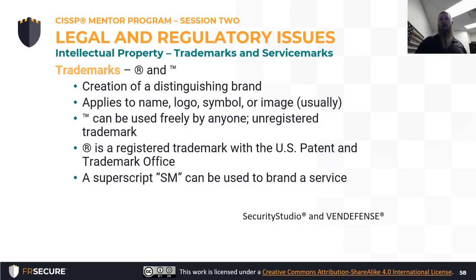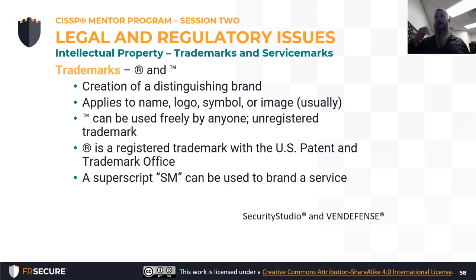All right, intellectual property. You need to know intellectual property stuff too for the exam. Trademarks. The circle R is a registered trademark. The TM is just a self-declared trademark. It's not registered with the U.S. Patent and Trademark Office. It's not all that expensive to register a trademark. The circle R is the registered trademark, and the TM is the non-registered trademark. Applies to names, logos, symbols, images.